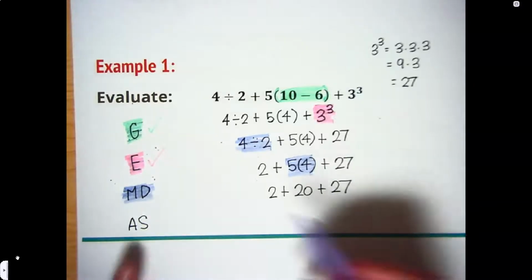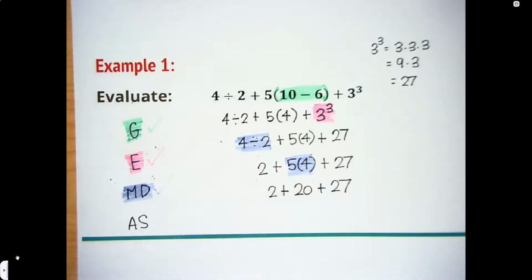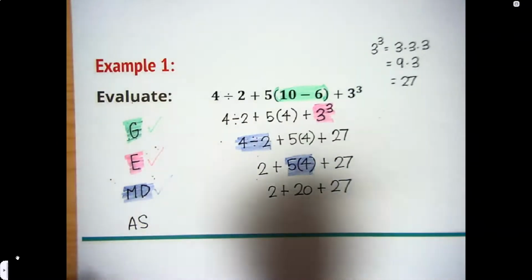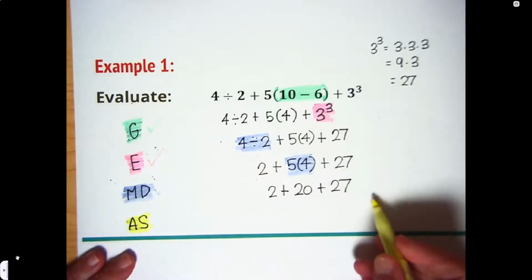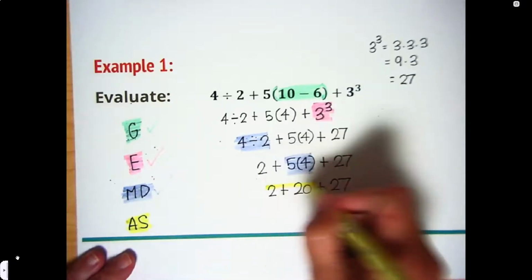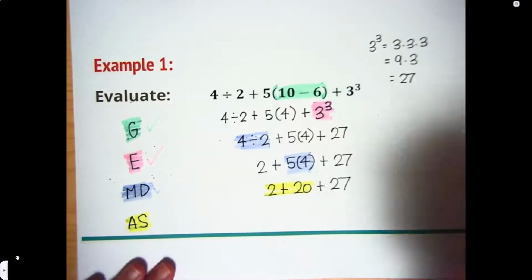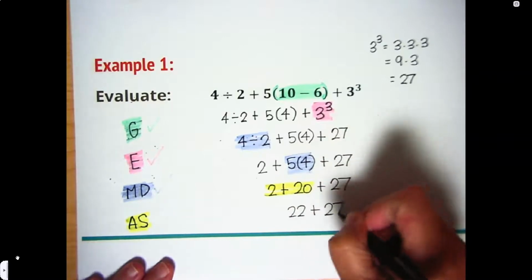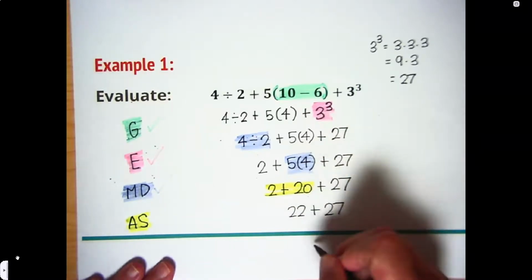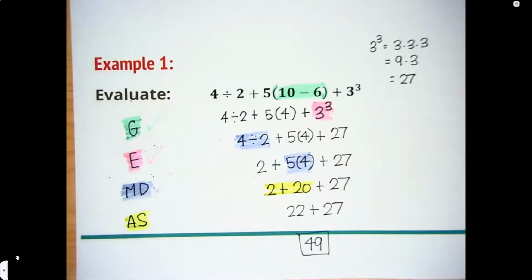And once that's done, I can see no more multiplying or dividing. So finished with that. Now we're down to that last step. We're going to add and subtract. There are only additions to do. So we're working left to right. We're going to do 2 plus 20, 22, plus 27, and then 22 plus 27 gives us 49. So the value of that expression that we started with is 49.